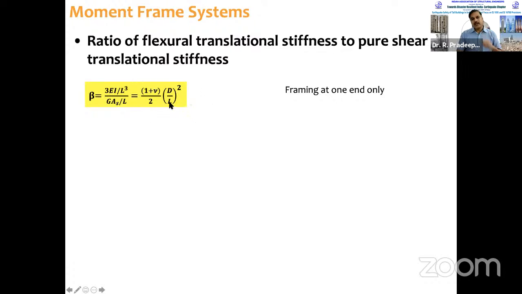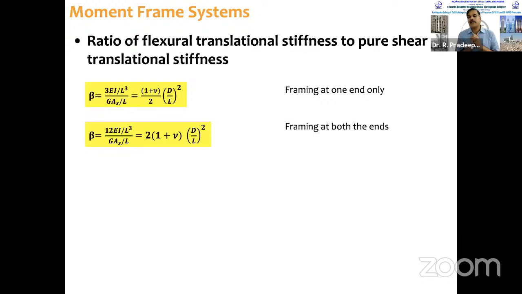So it is actually dependent on the dimensions of the member, that is the L by D ratio, and the Poisson's ratio. This equation is for a member framed only in one direction at one end, and if double curvature is there, that is framing at both the ends. So this is the beta factor. Actually, this decides how the structure will behave: predominantly shear behavior or predominantly bending behavior in the structure.